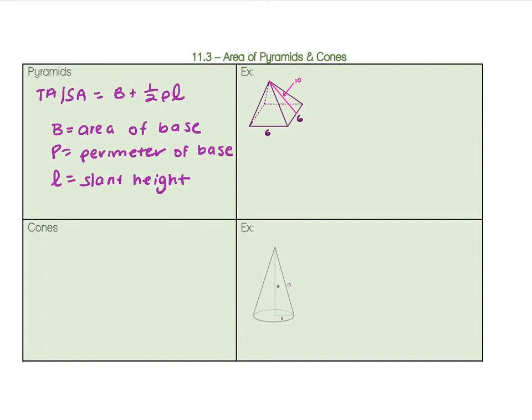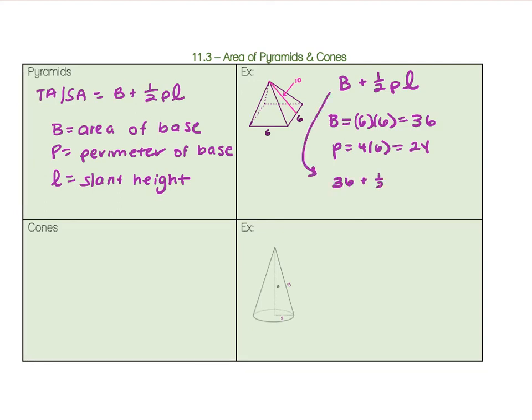If you look at the example that's there, which is similar to the one that's on your test, it gives you the slant height already. So I know I have to do 2B, no, not 2B, sorry, that's prism. I have to do B plus 1/2 perimeter times the slant height. B is the area of the base, a square, so it's 6 times 6, or 36. P is the perimeter of a square, so 6 plus 6 plus 6 plus 6, or 4 times 6, which is 24. And then plug it in. B is 36 plus 1/2 perimeter, 24, slant height is 10 because that's running along the side.